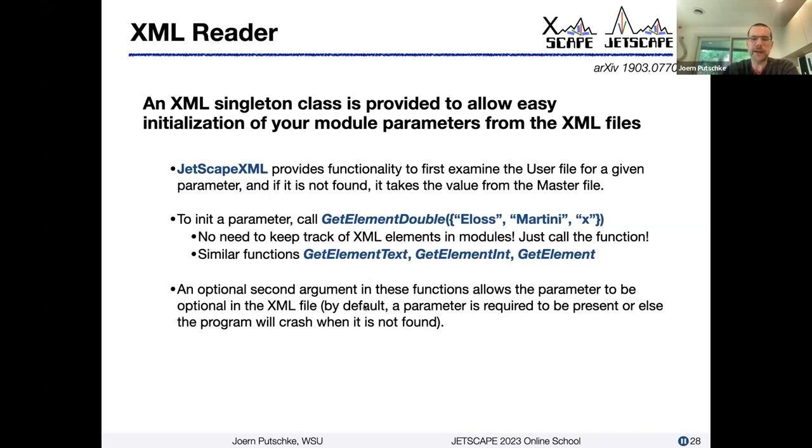An optional second argument in these functions allows the parameter to be optional in the XML file. By default, a parameter is required to be present, or else the program will crash when it's not found. That's the only thing you have to take into account.